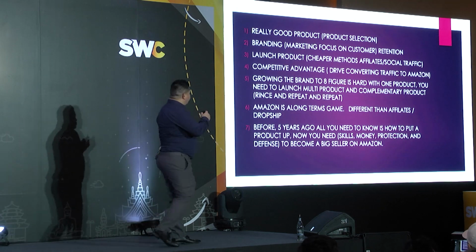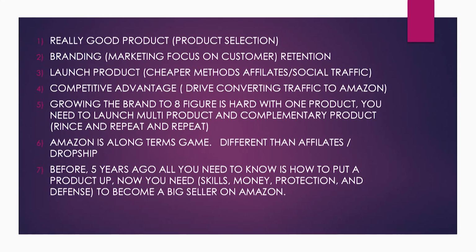So, for your exit, what do you need to worry about? The roadmap. Really good products, product selection, branding, marketing focus on customer and retention. Have mini chat flows, build a group, a fan group for your brand. Launch process: cheap methods, affiliates, social traffic. Number 4, competitive advantage, drive converting traffic to Amazon. Learn how to do that.